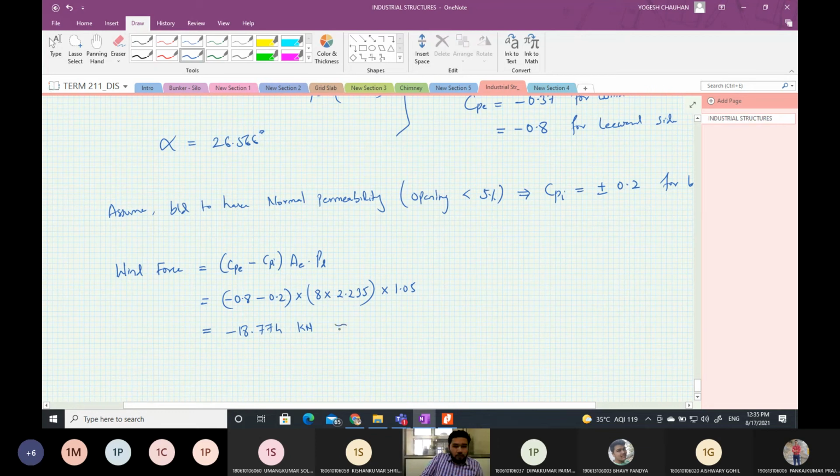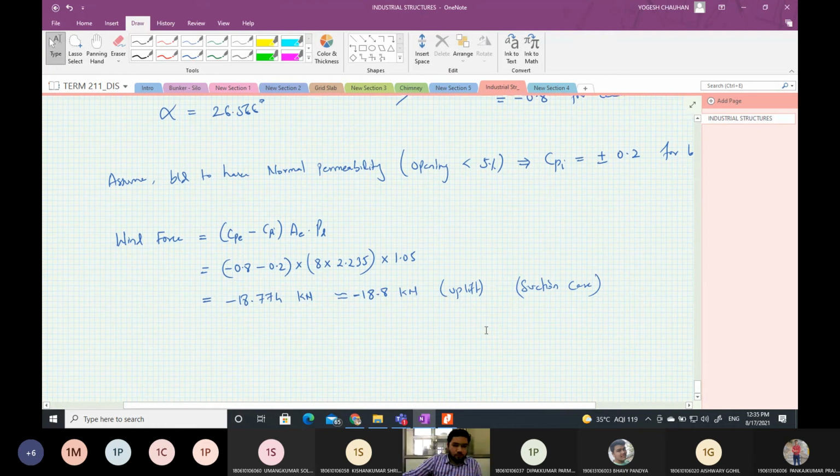Let us say 18.8 kilonewton. Minus indicates it is uplift, okay. It means it is a suction case. Positive means it is a pressure case. So this is on the leeward side.